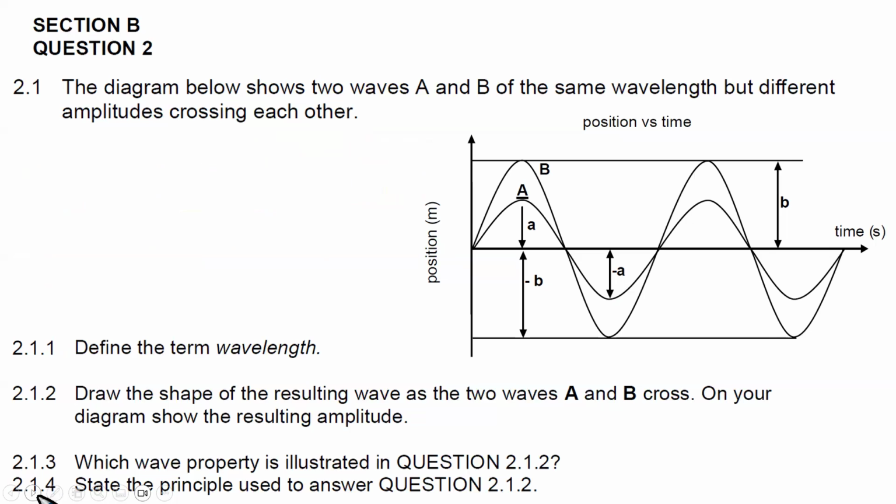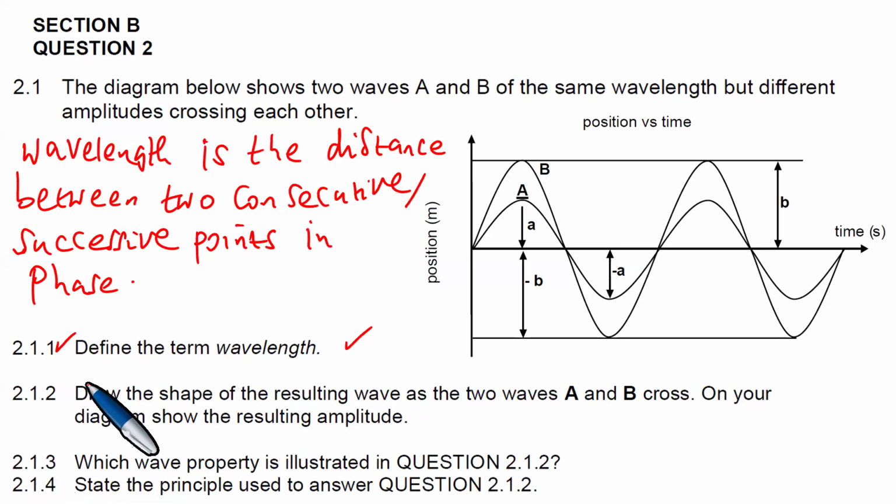In the next question, they're saying, draw the shape of the resulting wave as the two waves A and B cross. On your diagram, show the resulting amplitude. Take note of this. What are you supposed to do? You need to draw the shape of the resulting wave as the two waves A and B cross.